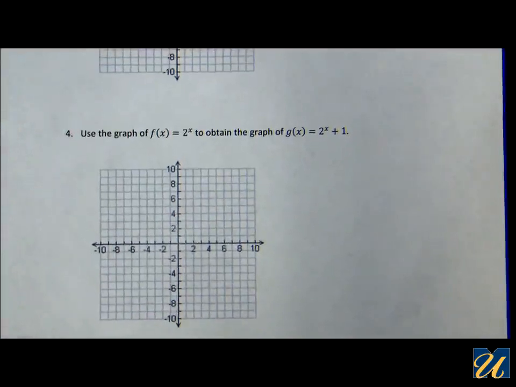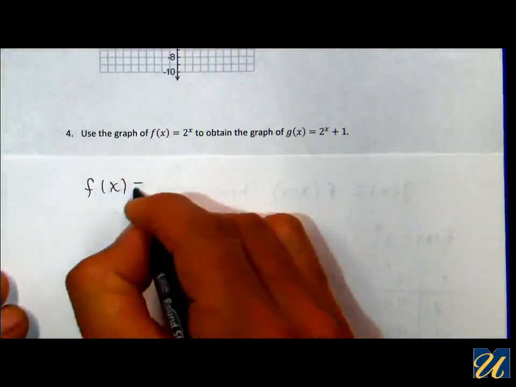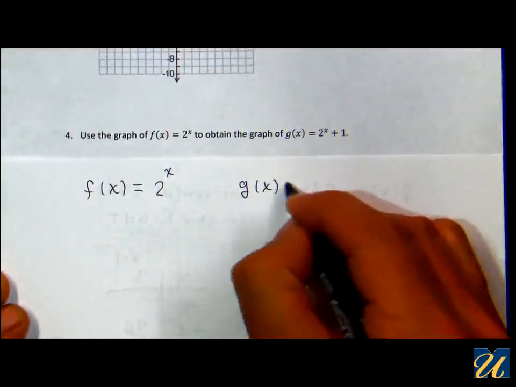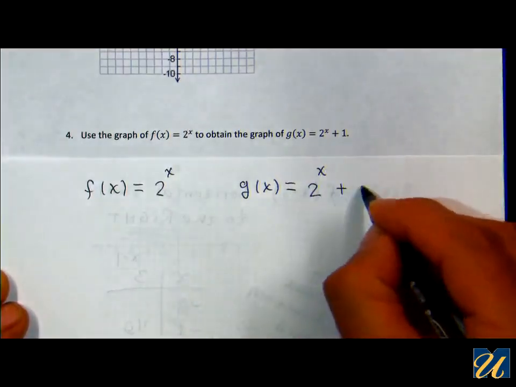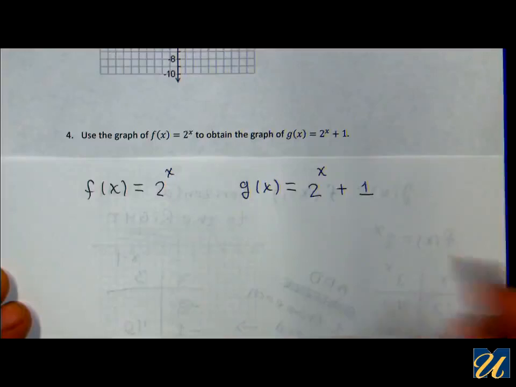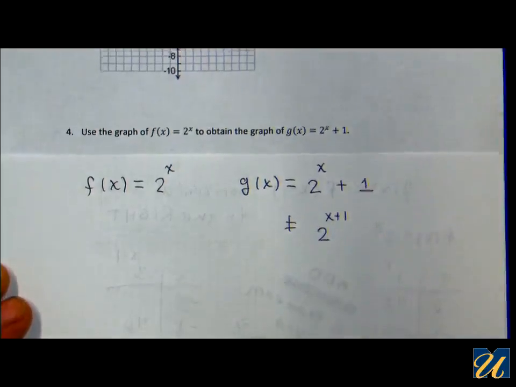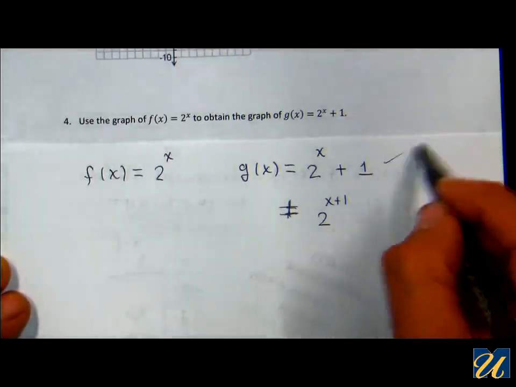Use the graph of 2 to the power x to obtain the graph of 2 to the power x plus 1. Okay, so we know in practice how to do that, but this is slightly different than the previous example. Here, f of x is 2 to the power x. G of x, you have to look at this carefully, is 2 to the power x, then plus 1. It is not 2 to the x plus 1. That is very different. So this is not what we have. This is what we have.